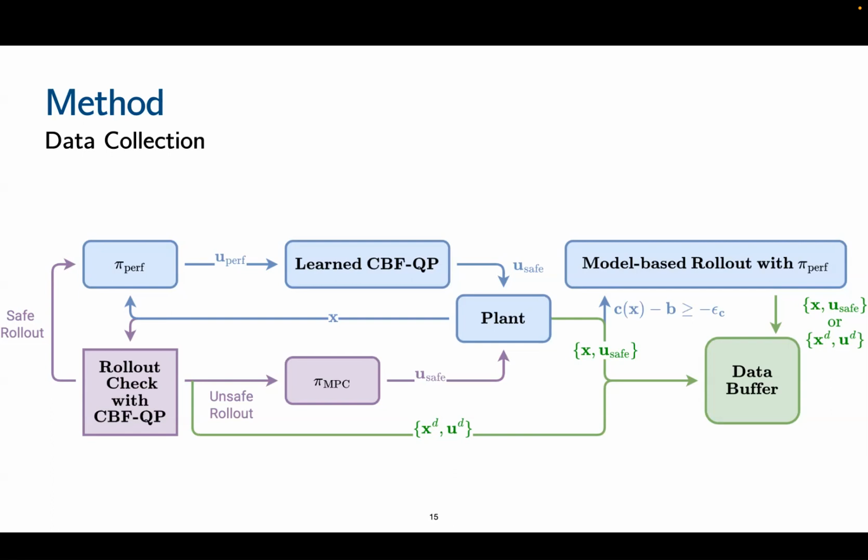To check if the current state is close to the constraint boundary, we define a value epsilon c. And whenever at least one of the entries of Cx minus b is larger than minus epsilon c, a model-based rollout is performed. And in this case, the rollout is performed using the performance controller, which is generally an unsafe controller.